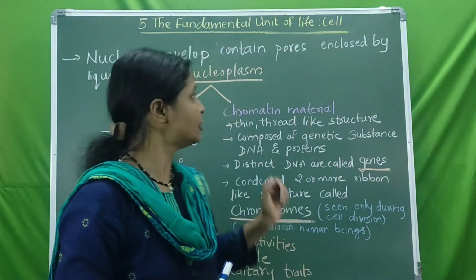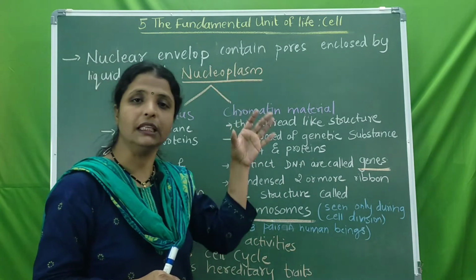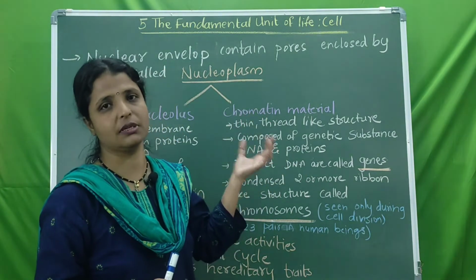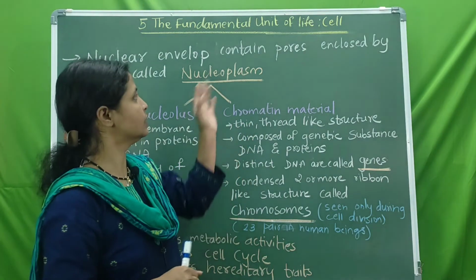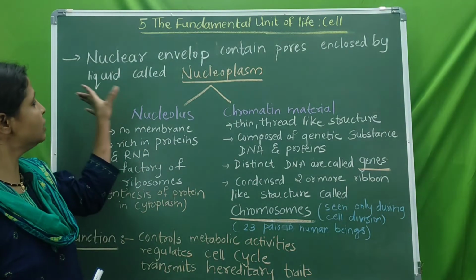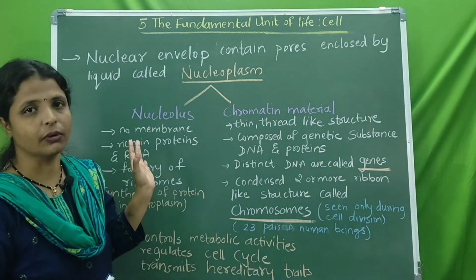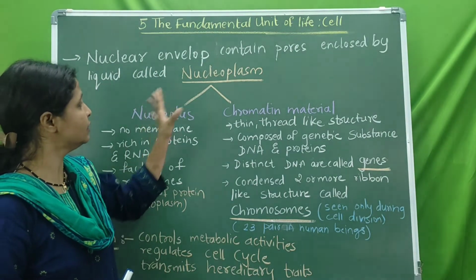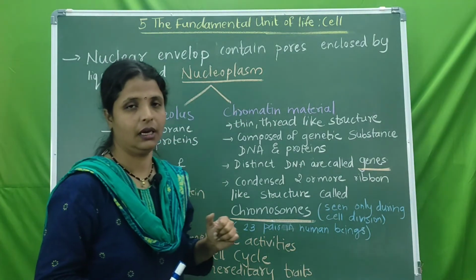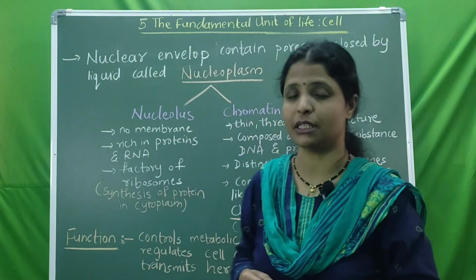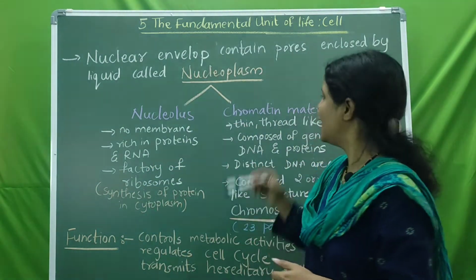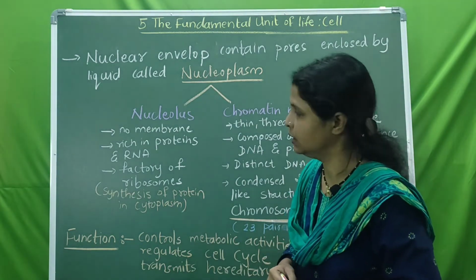Okay, it is actually allowing some material to pass in and out. It is from the nucleus to the cytoplasm and from the cytoplasm to the nucleus. So the pore's function itself is that. Now this nucleoplasm again has two subparts called nucleolus and chromatin. As I have told you, the nucleoplasm will help in passing of some materials. Now let's see what is the function of this nucleolus and chromatin material.